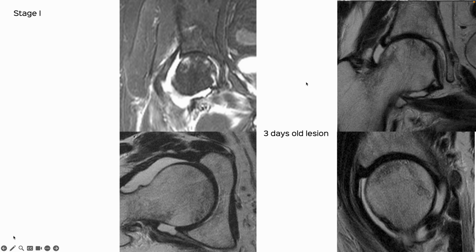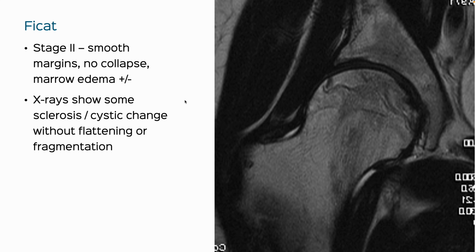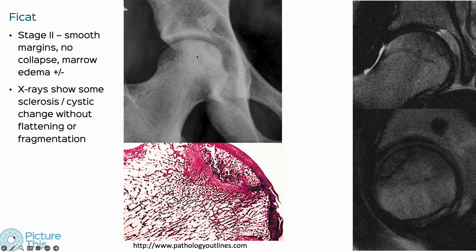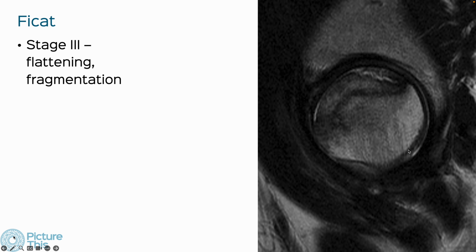So this was a stage 1 lesion that I had, 3-day-old pain, and you see the subtle crescentic lesion, marrow edema, effusion, no collapse, no fragmentation, and the x-ray was normal. Stage 2 is when we see an obvious abnormality, but the contours are maintained, and you may see sclerosis and some cystic change on the x-ray. This is a path slide that I had borrowed from the site, from about 8 or 9 years ago when I gave this talk. You can see the crescentic area here, contour maintained.